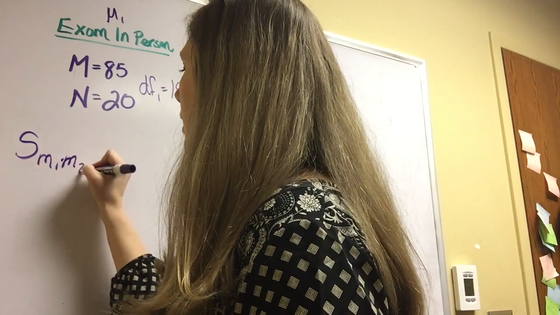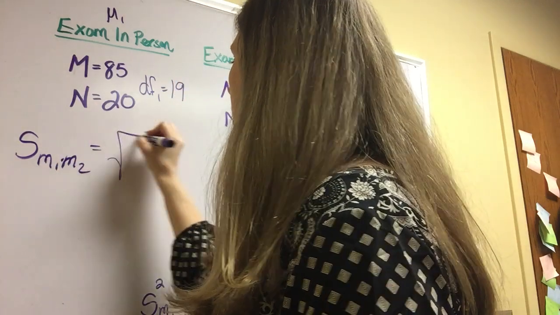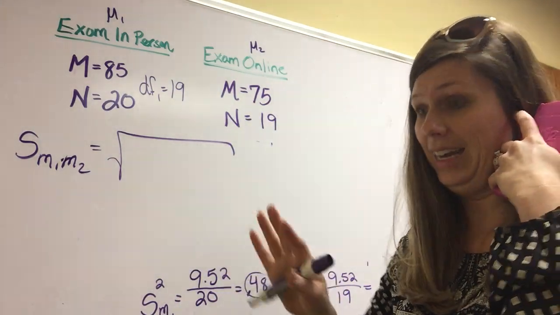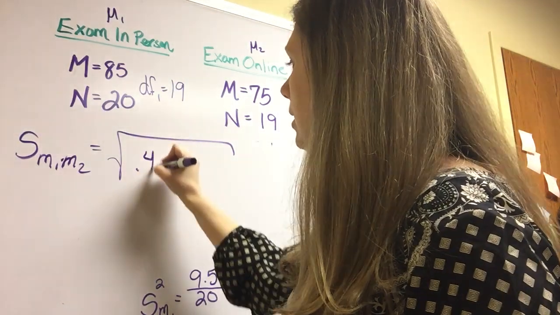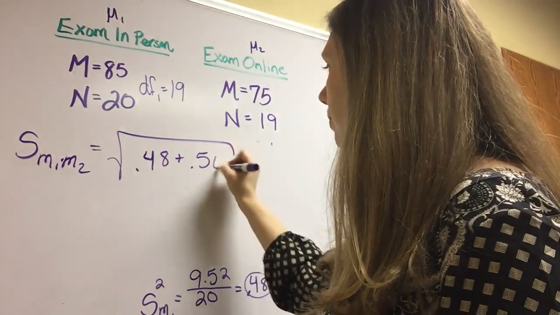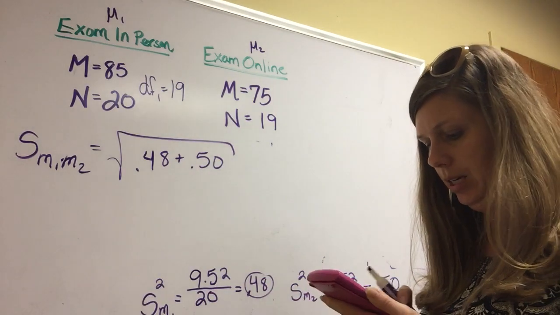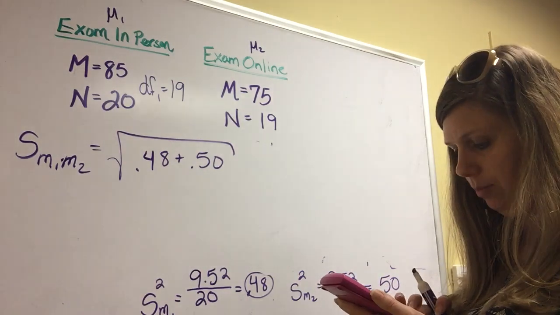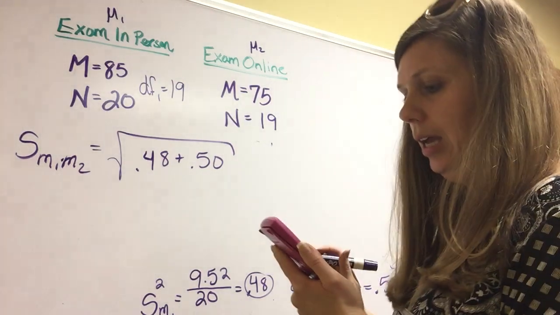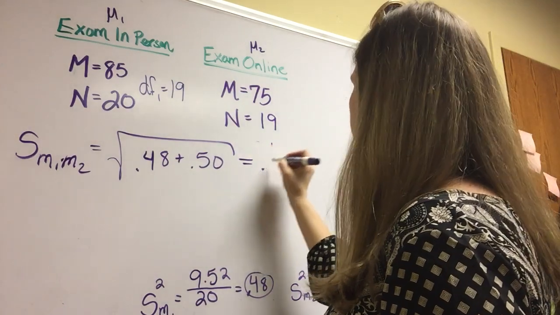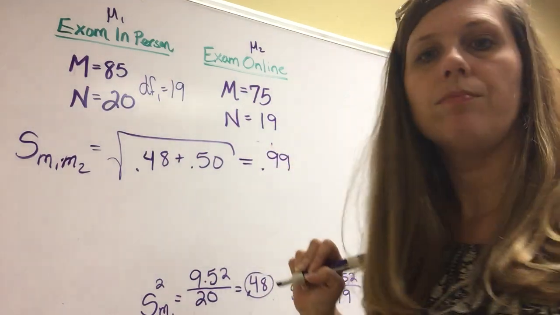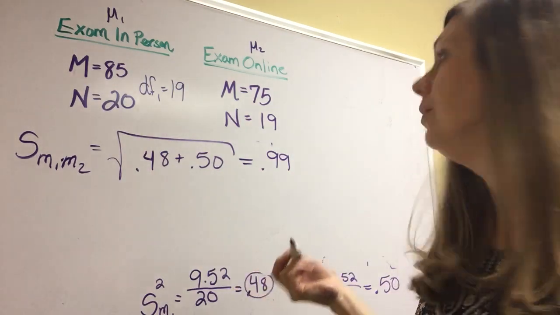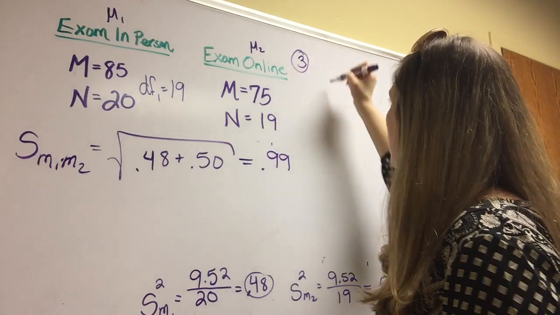S M1 minus M2, that's a symbol for standard error here. We're going to take the square root of our two S squared M's added together. So I've got 0.48 plus 0.50, and that's 0.98. Then we're going to take the square root of 0.98, and we'll get 0.99. That's fun. Okay. Once we have that, we can move on because that was the whole goal of step 2. So I'm going to move on to step 3.